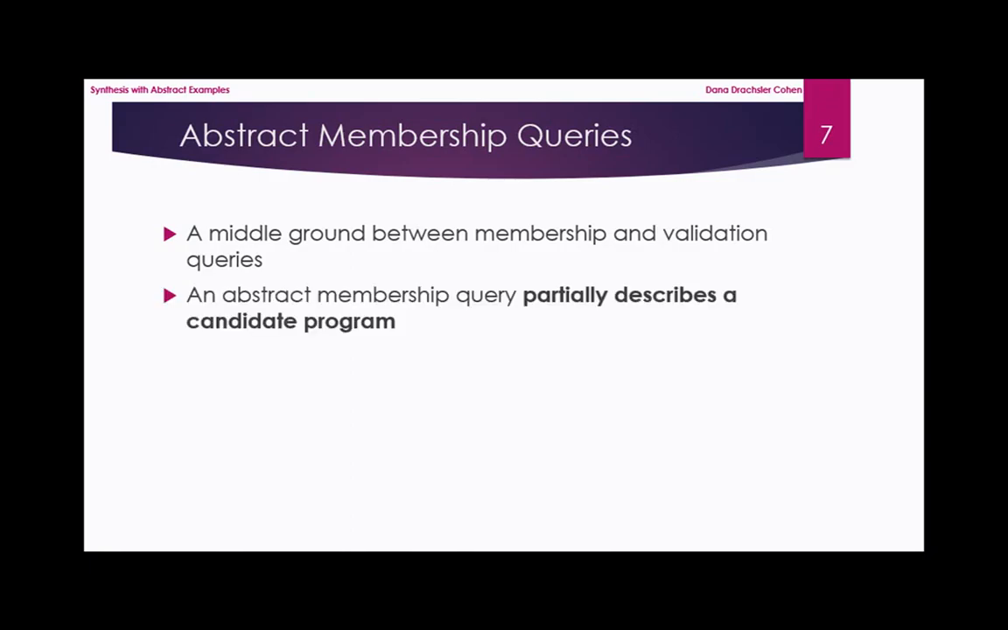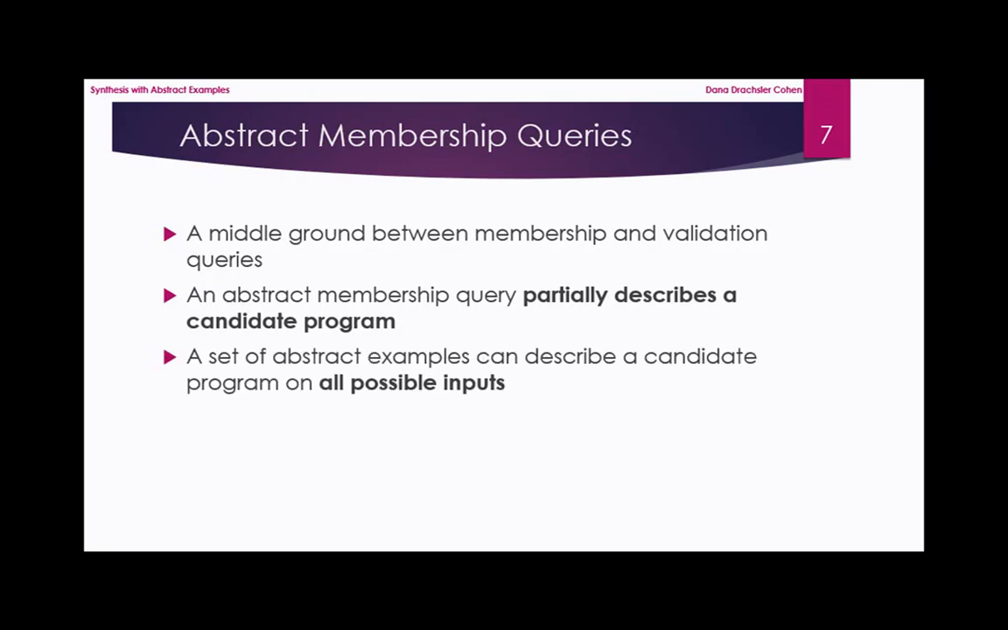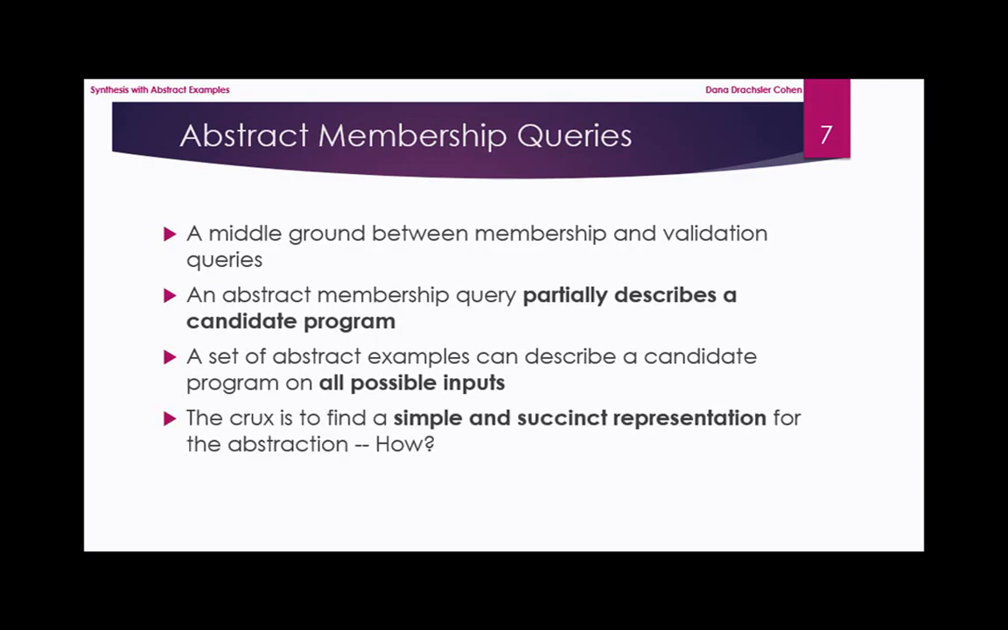So in this work, we propose a new kind of query, which we call abstract membership queries. This kind provides a middle ground between membership and validation queries. At a high level, an abstract membership query will partially describe some candidate program, and a set of abstract examples will enable us to describe a program on all possible inputs.